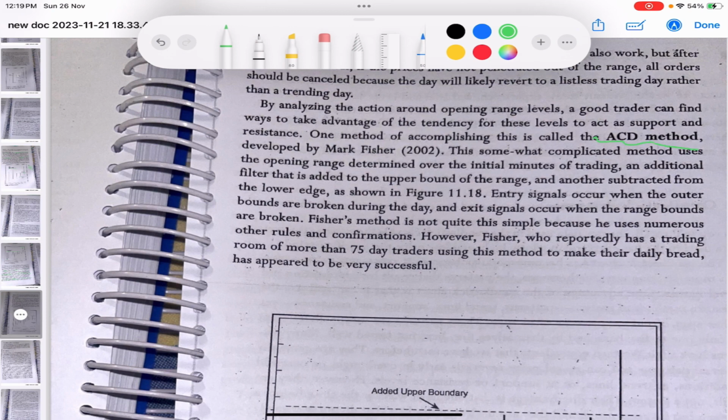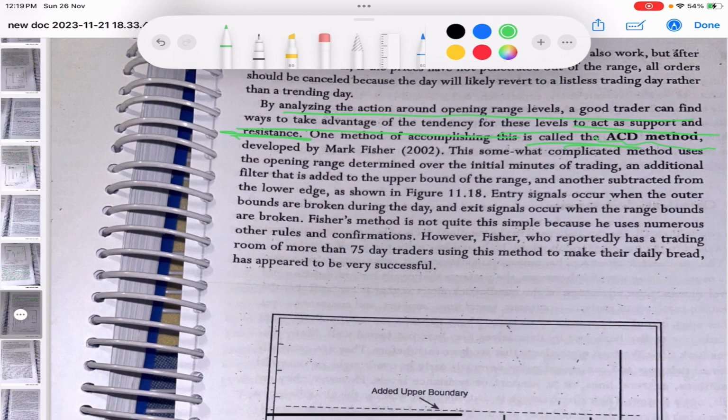Alright, now let's come to what is the ACD method. By analyzing the action around the opening range levels, a good trader can find ways to take advantage of these tendencies and to act as a support or resistance. This is called the ACD method. So what exactly is an ACD method?